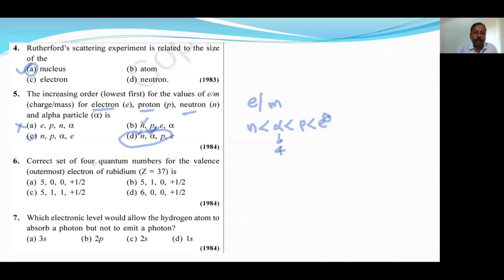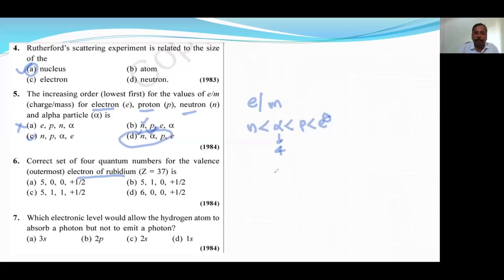Sixth question, the correct set of 4 quantum numbers for valence electron of the rubidium. This is a time taking question. You can solve and let me know. I will explain with the complete detailed explanation. Here a simple technique I am telling you. So you follow that technique, definitely it will work out. Lithium, sodium, potassium, rubidium. Rubidium is here.